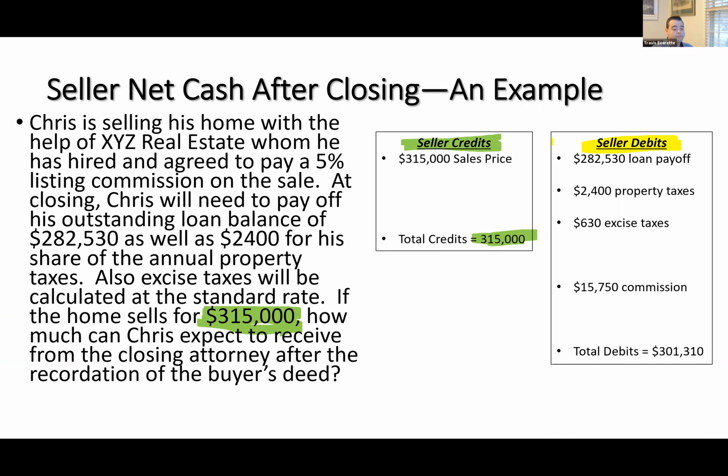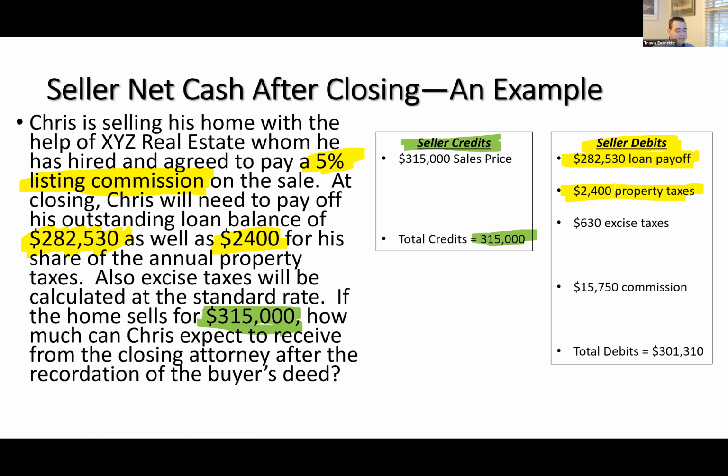Here are my debits. It says Chris is selling his home with the help of XYZ Real Estate, who has been hired and agreed to pay a 5% listing commission. Well, that's a debit, but I don't know how much. At closing, Chris will need to pay off his outstanding loan balance of $282,530. That's a debit for sure. He's got to pay that. It's an expense. So there's that number right there, already brought over for you, $282,530. It says as well as $2,400 for his share of the property taxes. Well, there's my $2,400 in property taxes.